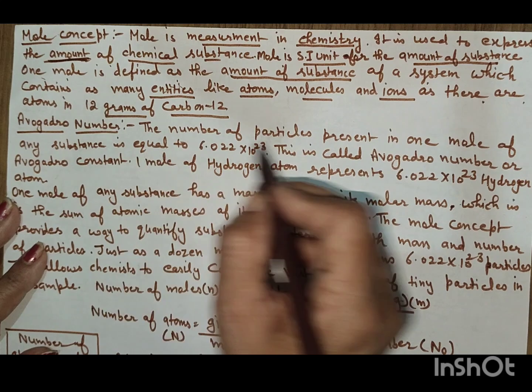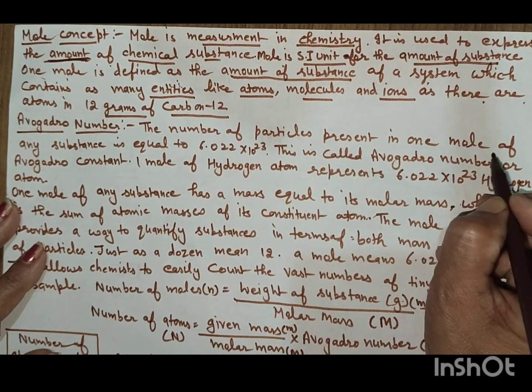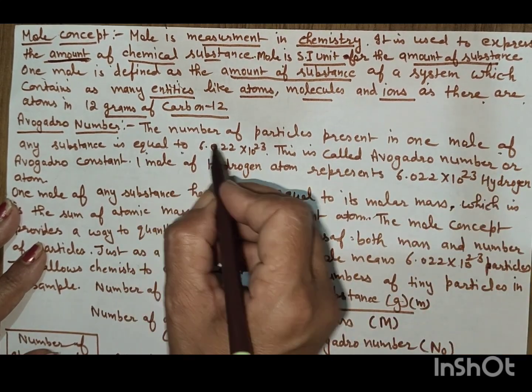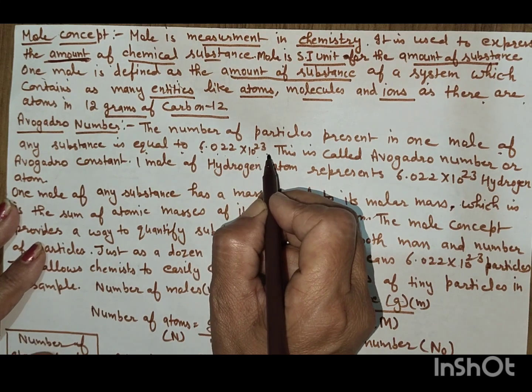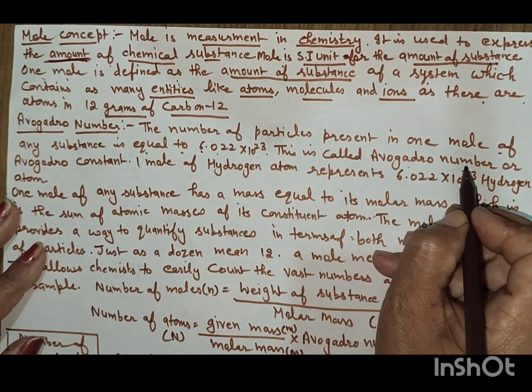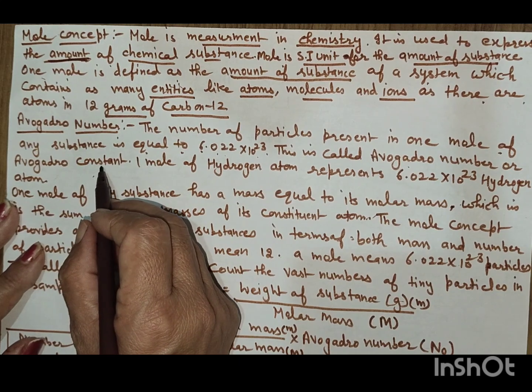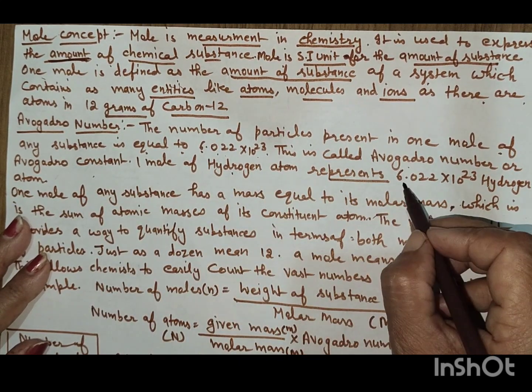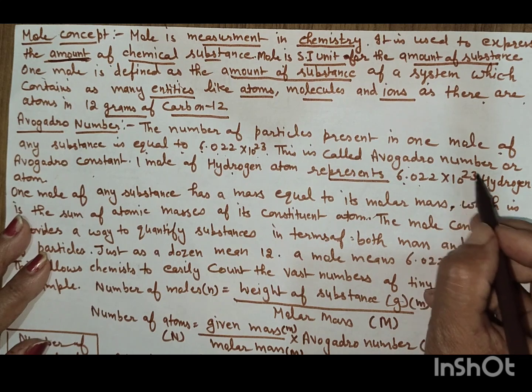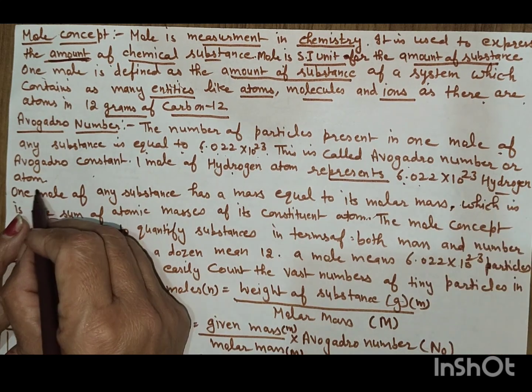Avogadro number. The number of particles present in 1 mole of any substance is equal to 6.022 × 10^23. This is called the Avogadro number or Avogadro constant. 1 mole of hydrogen atoms represents 6.022 × 10^23 hydrogen atoms.